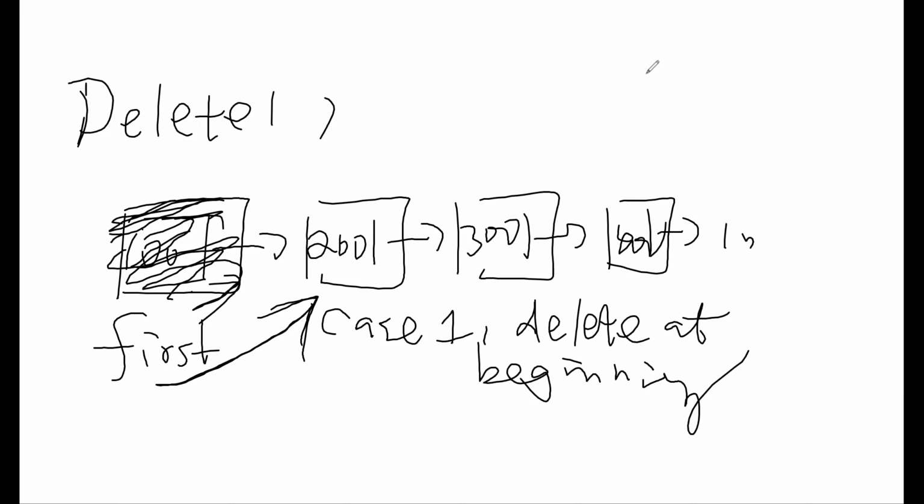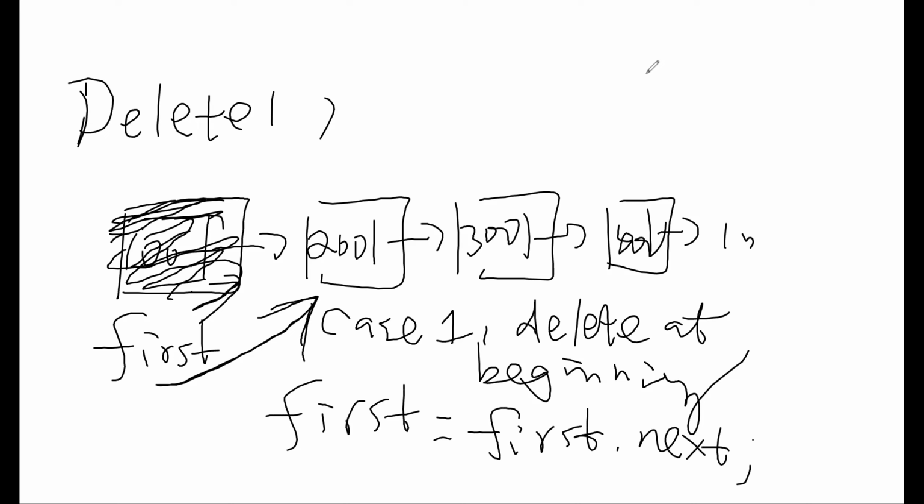So how do we reset the first node? You just set first equal to first.next. This takes care of erasing at the very beginning. The item you wanted to erase is at the very beginning, so you need to reset the first node.